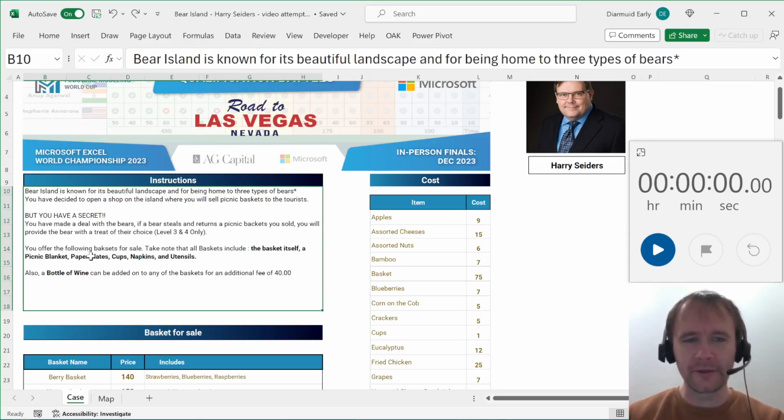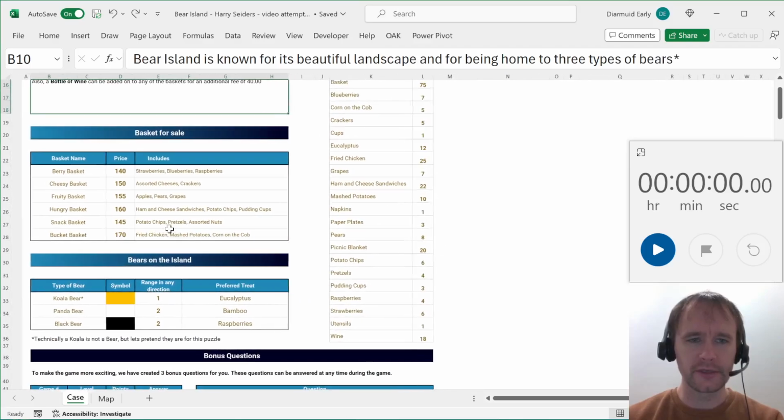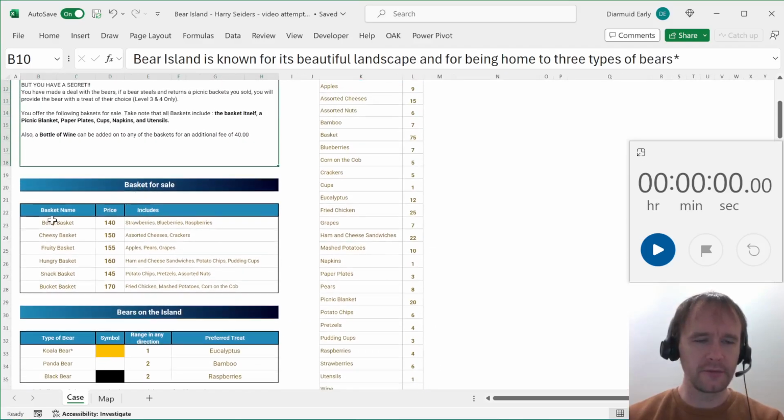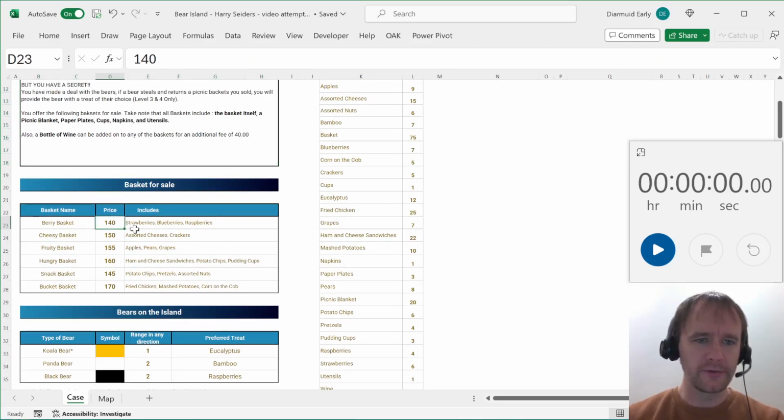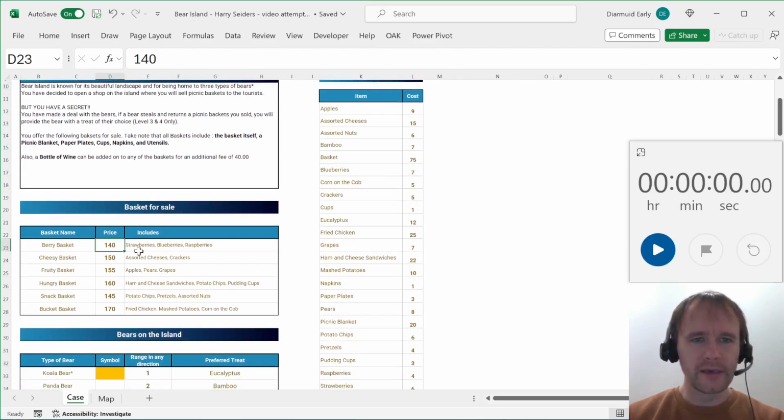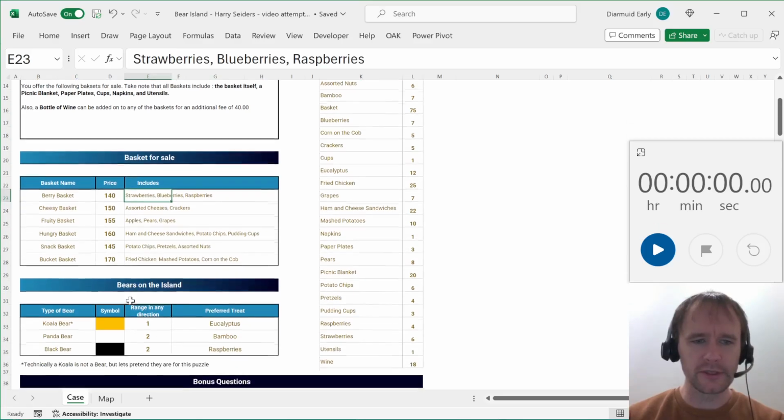But anyway, you offer the following baskets for sale. Take note that all baskets include the basket itself, a picnic blanket, paper plates, cups, napkins, and utensils. Also, a bottle of wine can be added to any of the baskets for an additional fee of $40. So here is the list of the baskets for sale. We've got a berry basket for 140 whatevers, which includes strawberries, blueberries, and raspberries, and then so on. You've got the list of all the other baskets and all the other things they include.